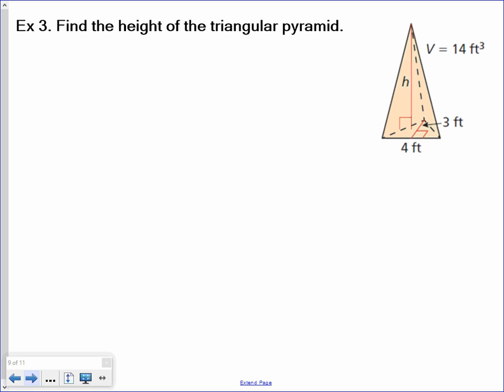So here's your volume formula. We're given the volume being 14. It's right here. Volume equals 14. We don't know the height, so I'm going to leave the h there. And we need to calculate B. B is the area of the base. Tori, what shape is the base in this problem? A triangle. So then we find area of a triangle using base times height divided by 2. And those are given to us. 4 times 3 divided by 2.